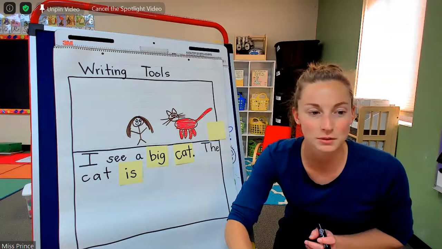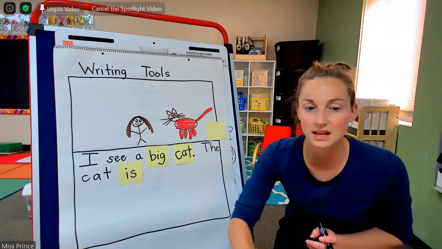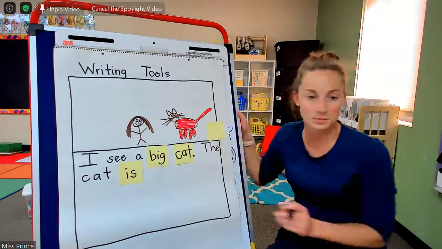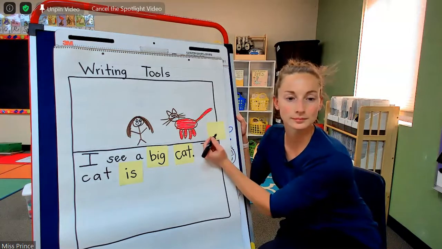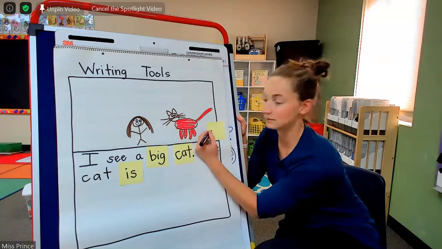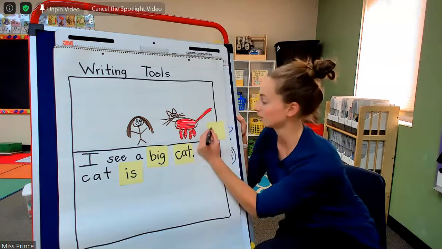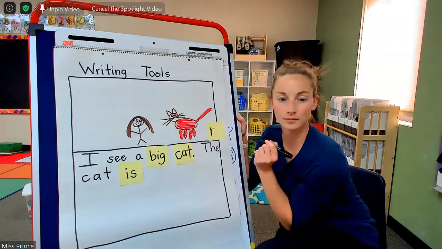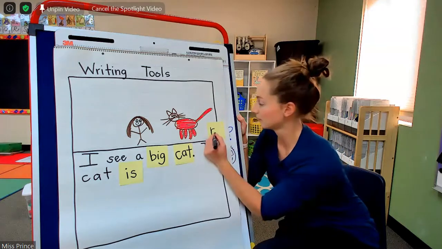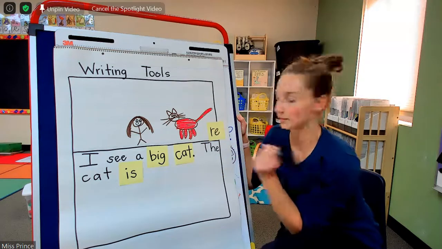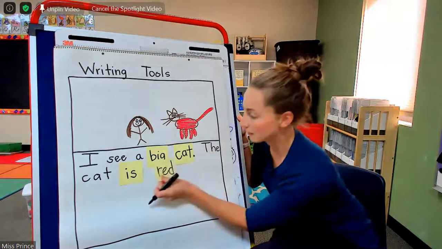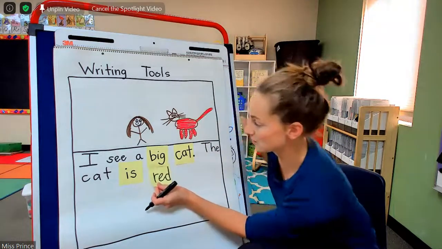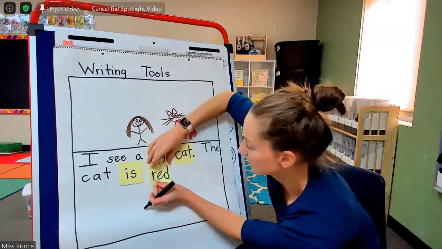Jose, I'm going to have you mute really quick while I have Zayden tell me the letters to spell red. R-E-D. Thank you, Zayden. I'm going to just move it a little bit.